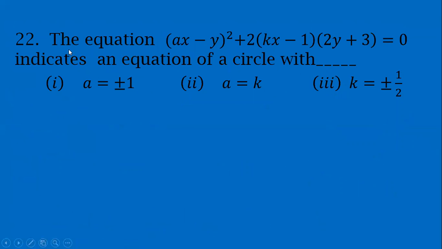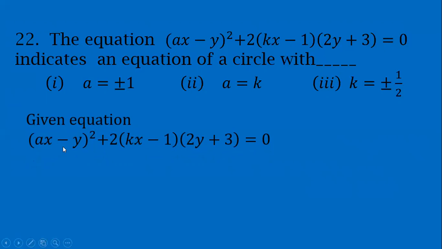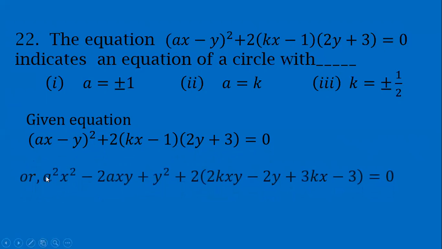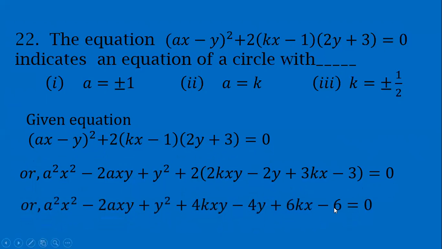Now, last question of this video. The equation indicates an equation of a circle, there are 3 options, that is with which option this will give a circle. We have to find it out. So let us simplify this term first. This is the given equation. Apply a minus b whole square and multiply this, then multiplying kx minus 1 into 2y plus 3. After multiplying these two, we are getting this equation.